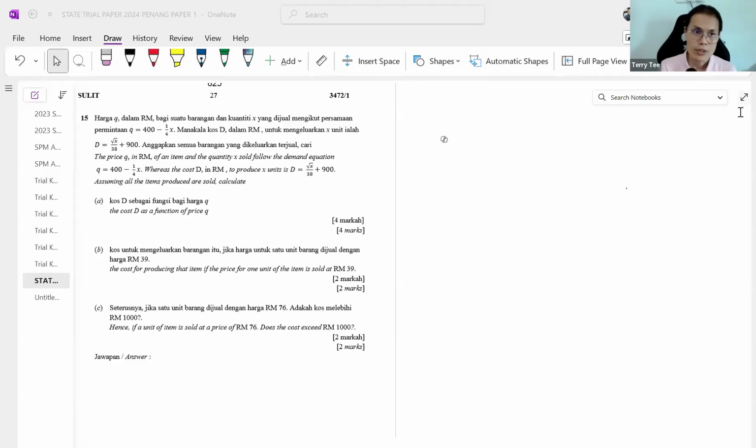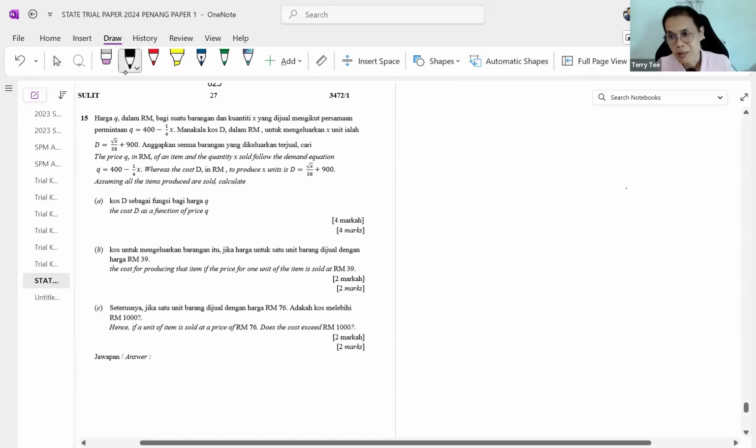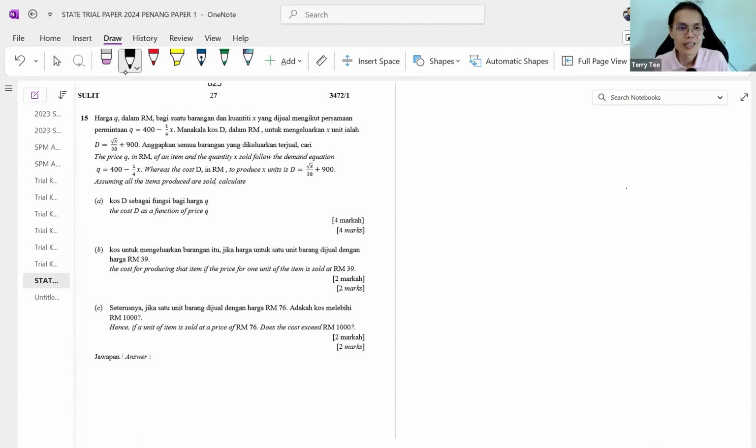Okay, let's move on to the last question. This is supposed to be a function question from chapter 1, but it doesn't really look like a function question. We have a price Q of an item, and the quantity X sold follow the demand equation Q equals 400 minus 1 over 4X, whereas the cost D in RM to produce is given by this. You're finding D as a cost, as a function of price Q. That means you're finding D in terms of Q.